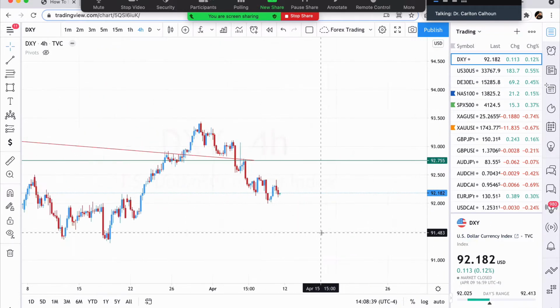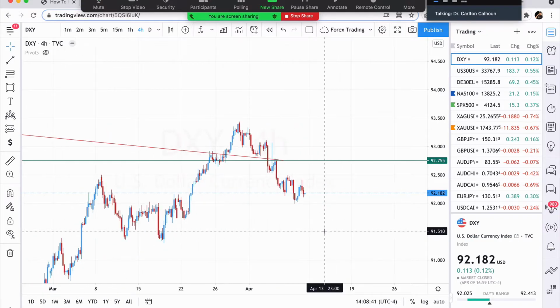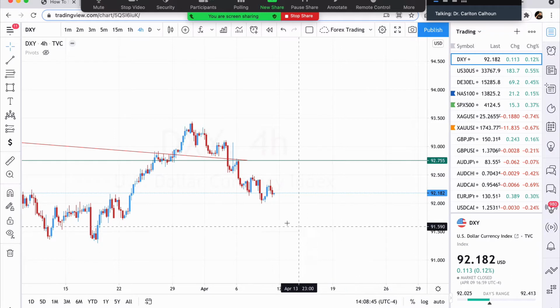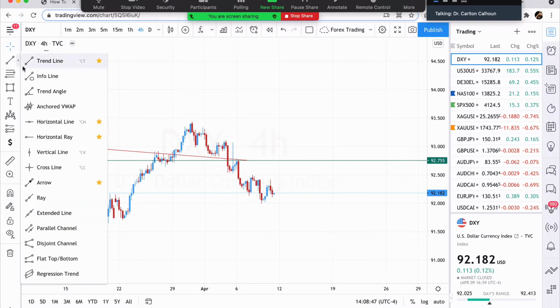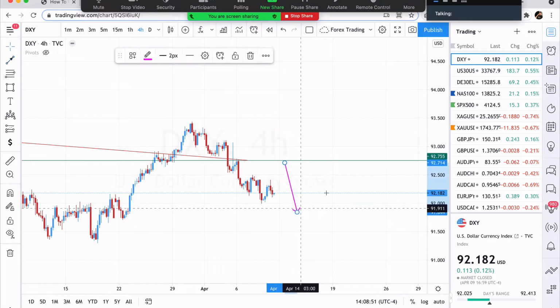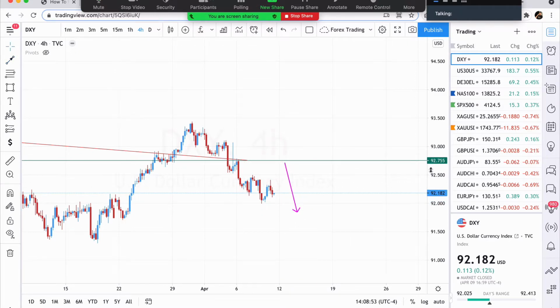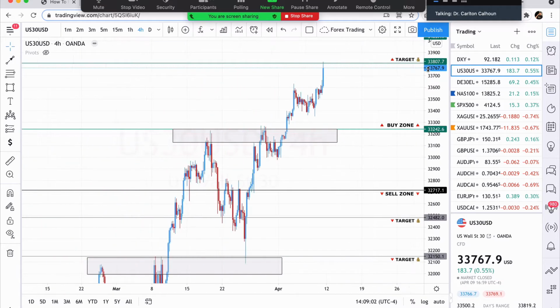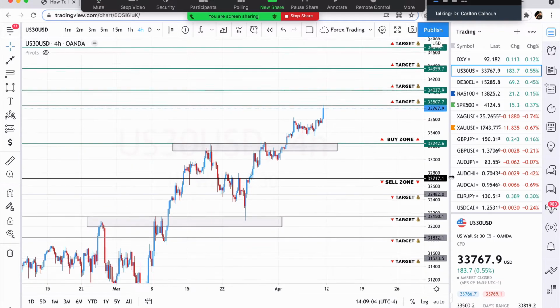So looking at the DXY again, we may get a push up into these areas, but I believe that it will continue to push down towards the downside. So we'll use that framework for everything that we talk about going into today. I'm gonna start with US 30. I want to show you all something on this as well.